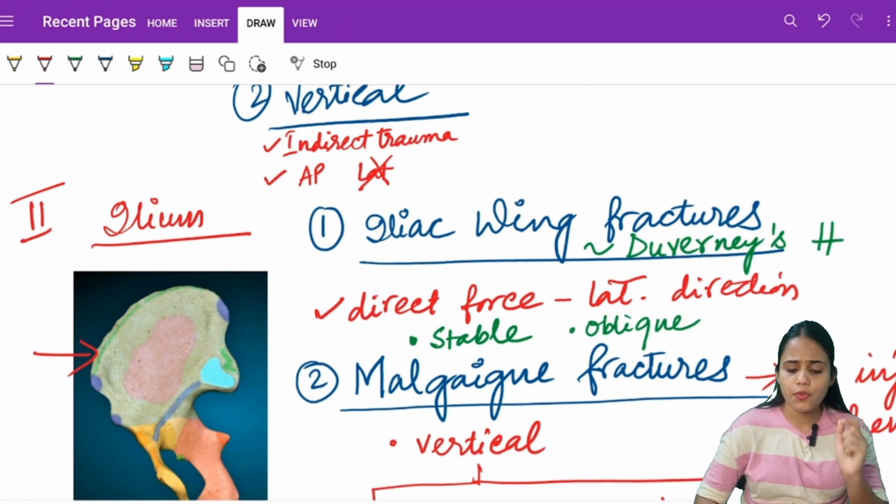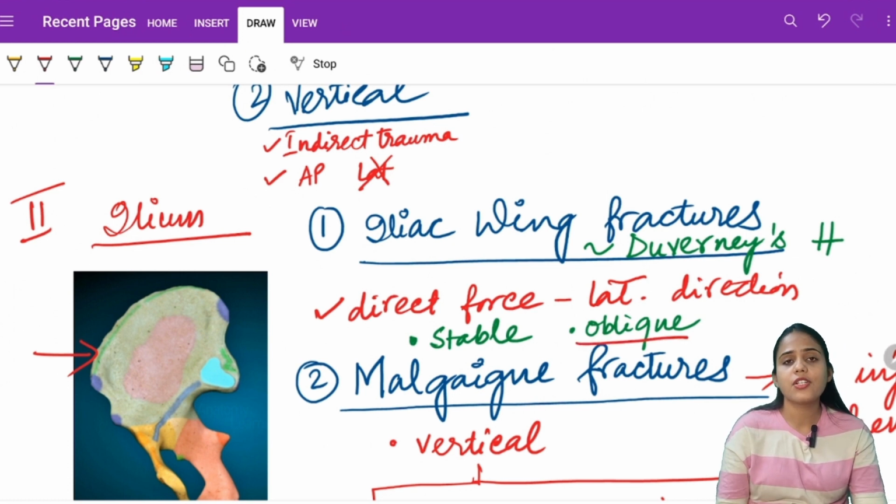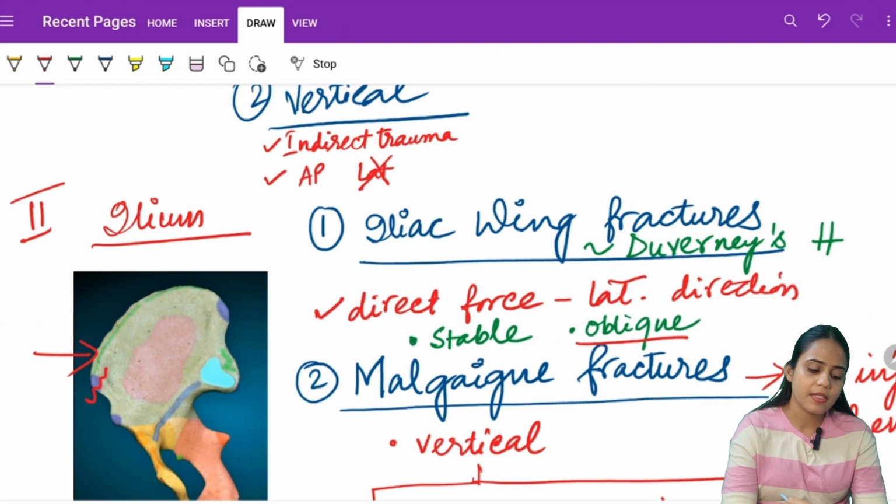The X-ray view useful here is the oblique view. These Duverney's fractures or iliac wing fractures can either be a simple linear fracture or they can also be a stellate fracture like this.